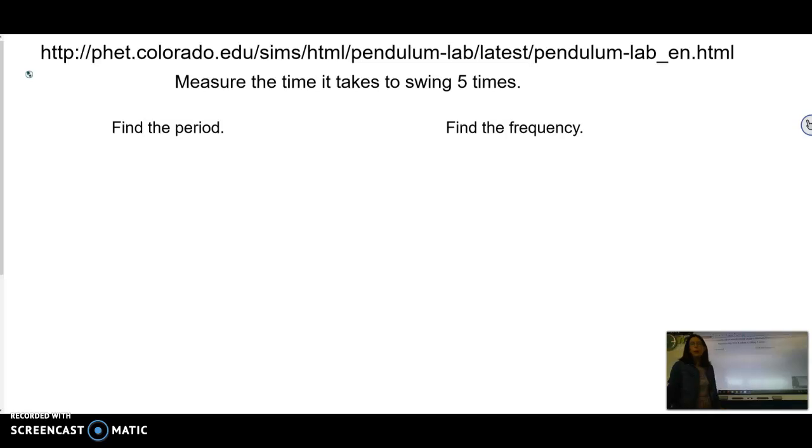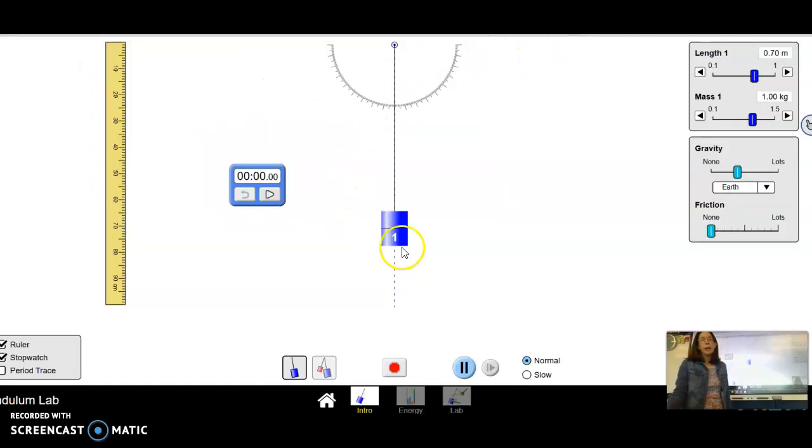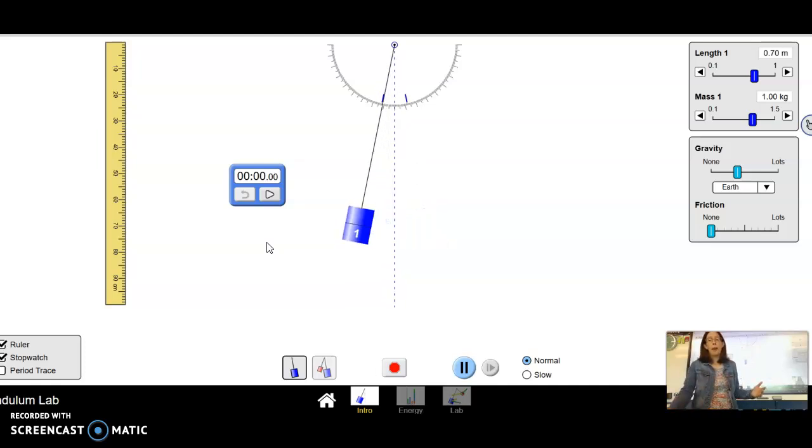Okay, so tomorrow we're going to be using this simulation. So I'm just going to pull this over, and we are going to measure the time it takes this pendulum to do 5 swings. Now, the reason why I'm doing 5 swings is because if I try to time just one swing, that happens so quickly that it would be very difficult for me to not have a lot of error because of my own mistakes with timing. So instead of timing one quick little motion, I'm going to time 5 swings over and back.